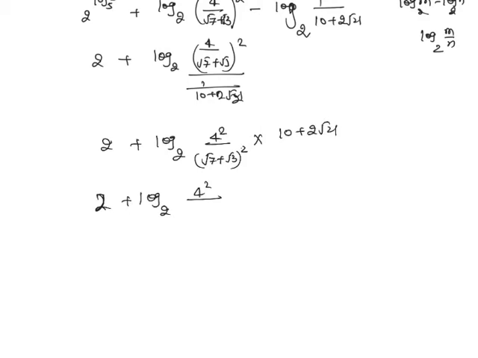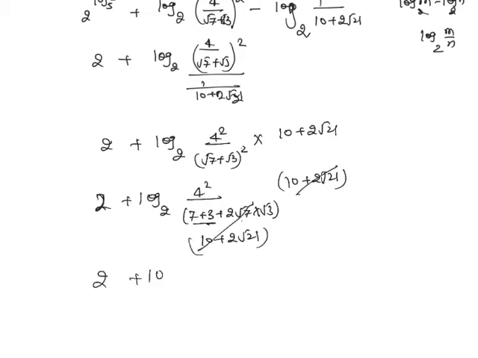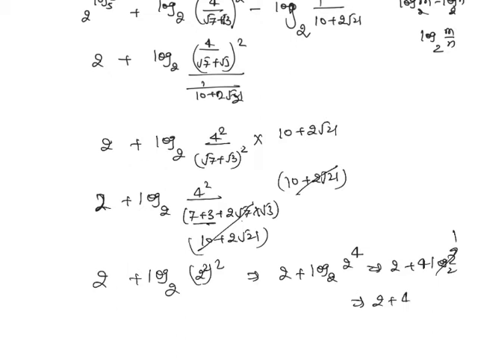If I solve this one, this will come as 7 plus 3 plus 2 root 7 into root 3, into 10 plus 2 root 21. Clear this one? If I see, 7 plus 3 is 10, plus 2 root 7 into root 3 is about root 21. So both are same, so we can get cancelled. What will come? 2 plus log 2 of 4 square, we can write as what? 2 square whole square. So this will come as 2 plus log 2 of 2 power 4. So 2 plus 4 log 2 base 2. That is nothing but 1. So this comes 2 plus 4. This is equal to 6. This is your answer.